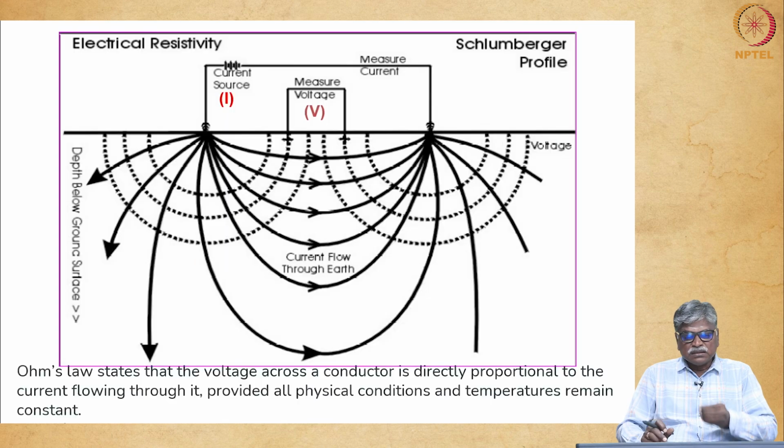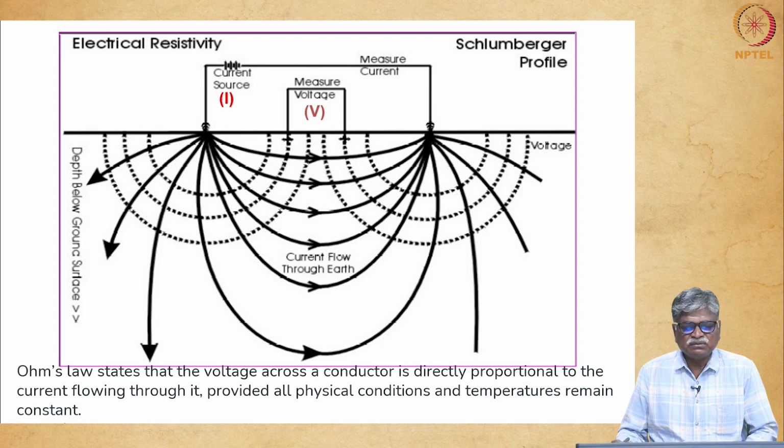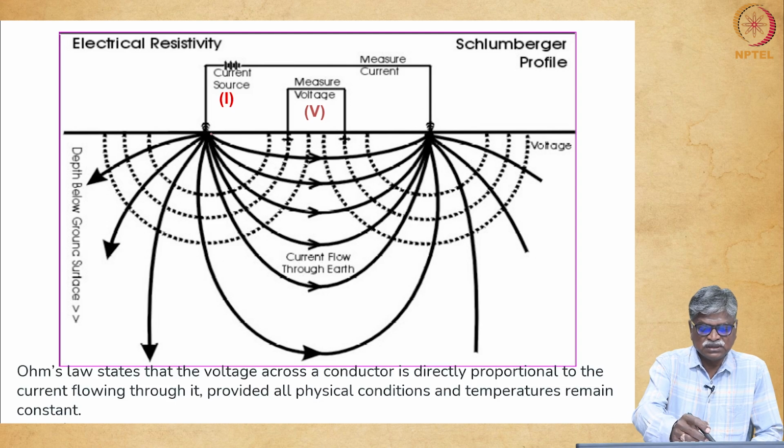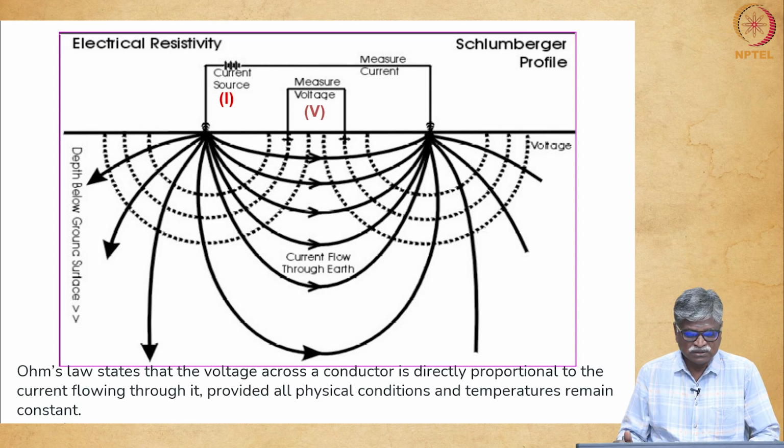This is the resistivity survey. It is based on Ohm's law. According to Ohm's law, first when you are sending the current, how much current you are sending, that is measured as I. From that, the potential difference we are measuring is V. So R is equal to V by I. It is based on Ohm's law only.